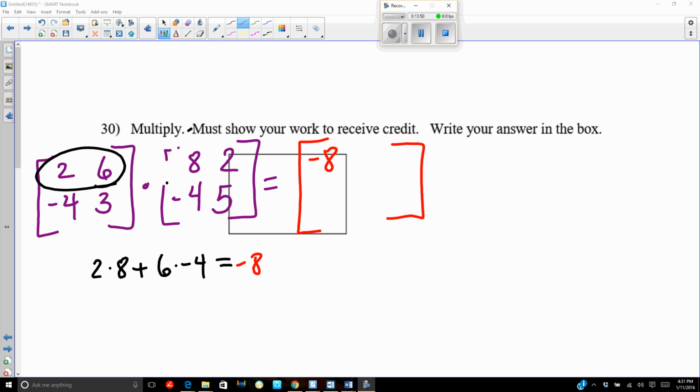Now we're going to multiply that first row times the second column. So that's 2 times 2 plus 6 times 5.